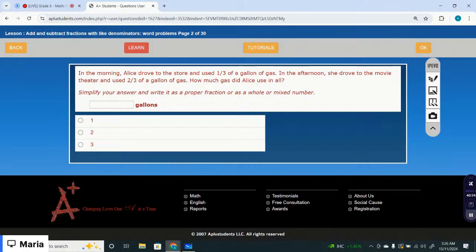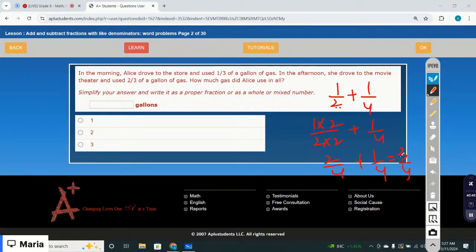The correct option is... which one you don't understand. You have to add 1 by 3 and 2 by 3, right? The denominators are the same. You simply have to add the numerators. So 2 plus 1 makes 3, that is 3 over 3. And 3 over 3 means 1.